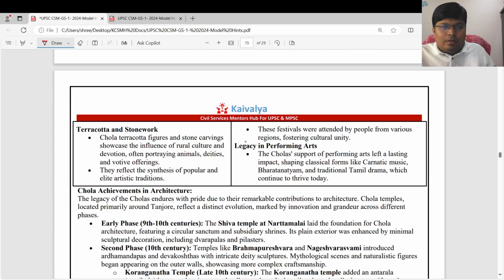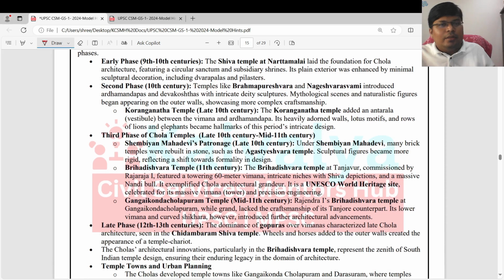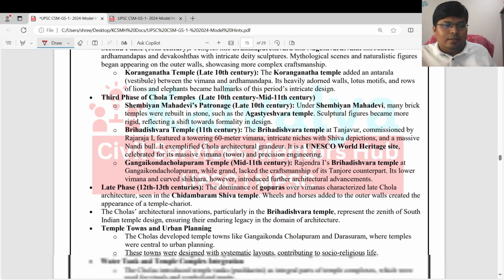Then legacy in performing arts: Carnatic music, Tamil drama. And in the context of visual arts or non-performing arts: terracotta and stoneworks. Then Chola achievement in architecture. You are supposed to cover their contribution in temple architecture and the different phases: early phase, second, third, and late phase. You can interlink the Brihadeshwara temple with UNESCO's World Heritage Site status. So that is the thing.